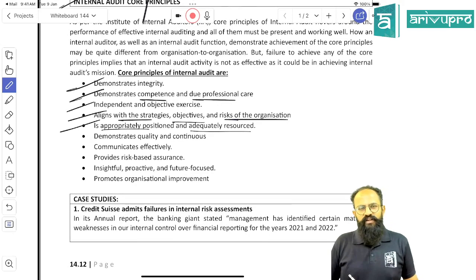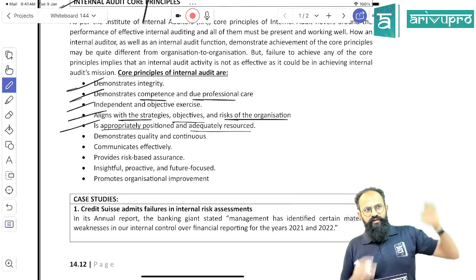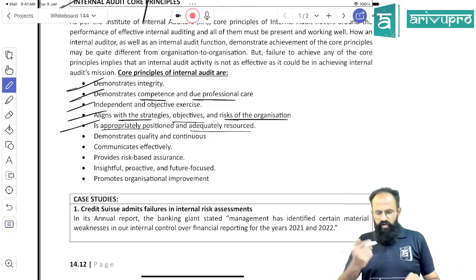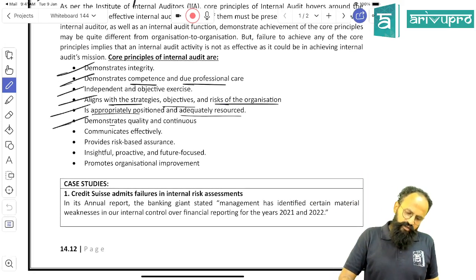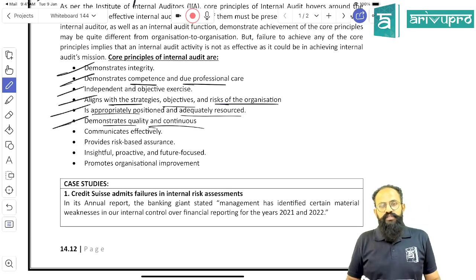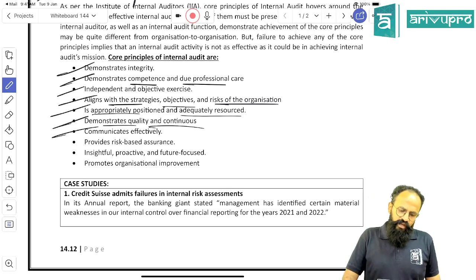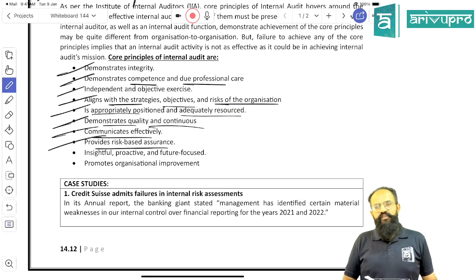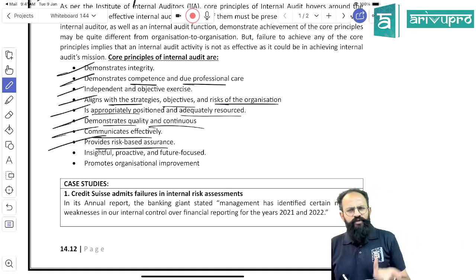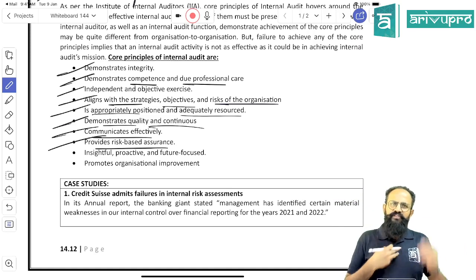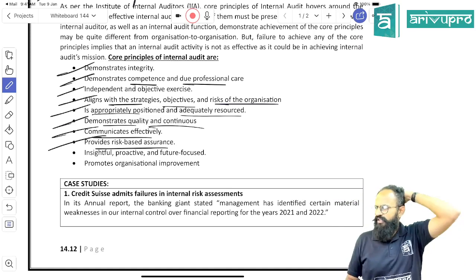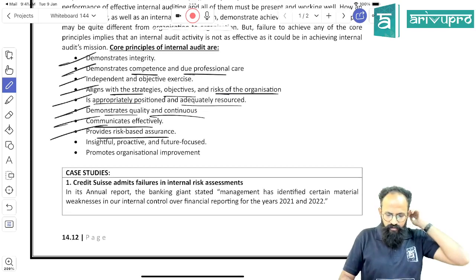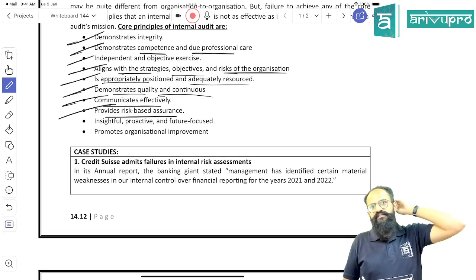Okay. Is appropriately positioned and adequately resourced. We have seen this. What is that? We are able to achieve our goals. Our resources are also adequate, not over-sourced, not under-sourced. Demonstrate quality and continuous improvement. It's not only once. Your quality should be there and it should continue over a period of time. Communicates effectively wherever required. Provides risk-based assurance. As top management, you will have your own fear of risks. I have to give you an assurance: don't worry, it is taken care of. Now see, the best example was Netflix. What was taken care of?